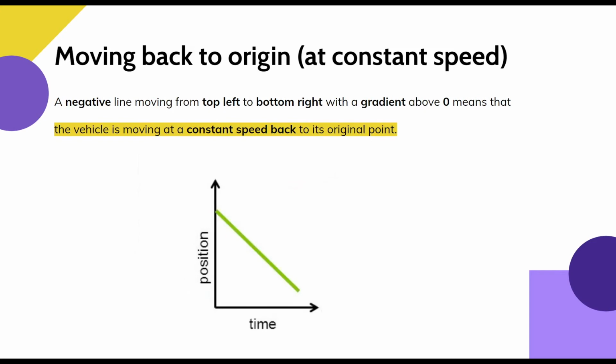If there is a negative line moving from top left to bottom right with a gradient above 0, this means that the vehicle is moving at a constant speed back to the original point where it started. Displacement would be 0 here because we're moving back to the same place that we were before.